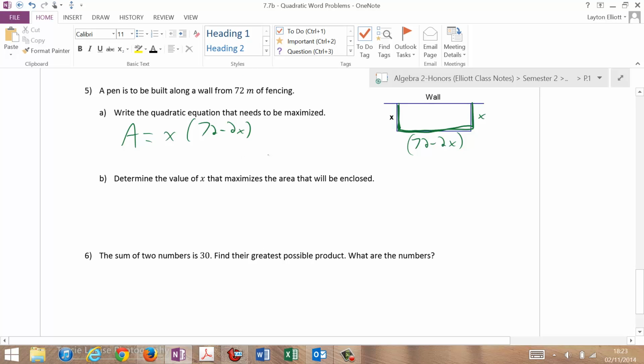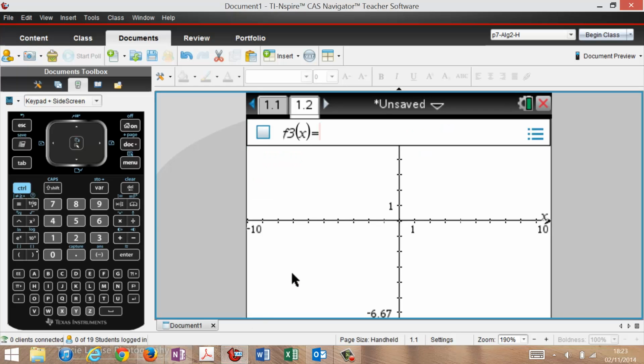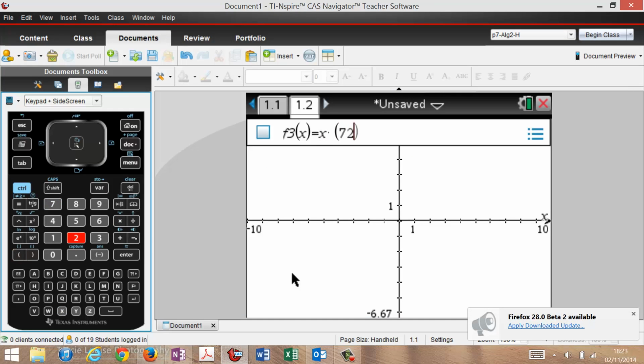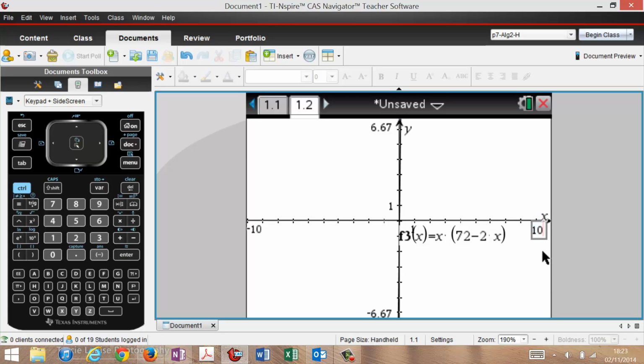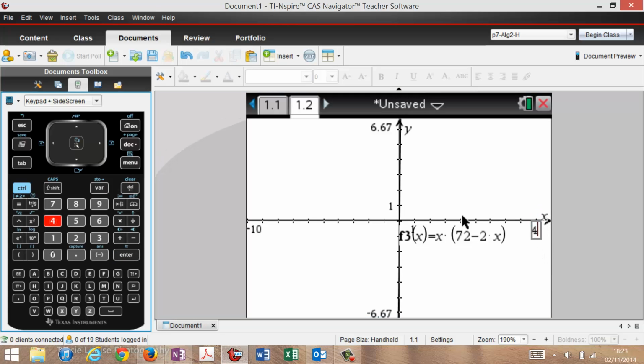Well, that's a quadratic function, and it's going to look like that. So I'm going to just graph this into my new graph. X times 72 minus 2x. And I get something I can't see, which is par for the course on this. Well, I know that one of my zeros is 36, so I'm going to actually expand this a little bit to show that. It's going to bring that to 40.